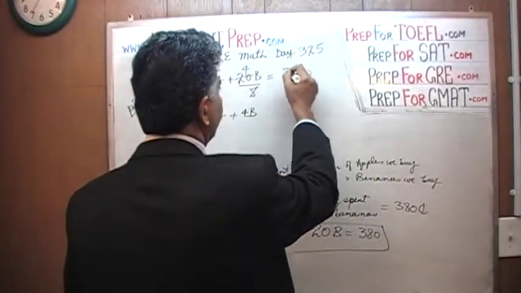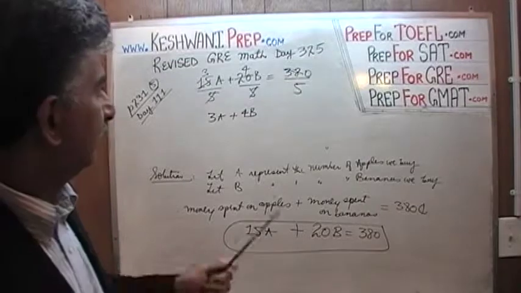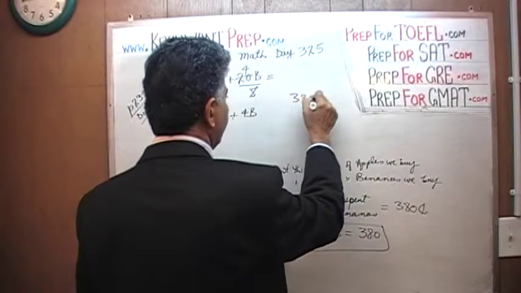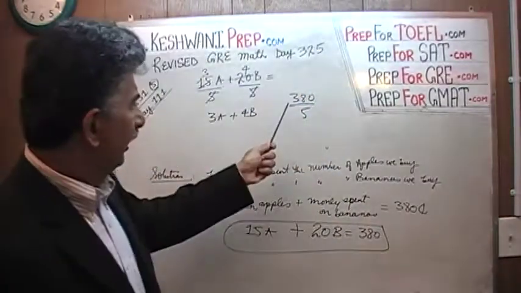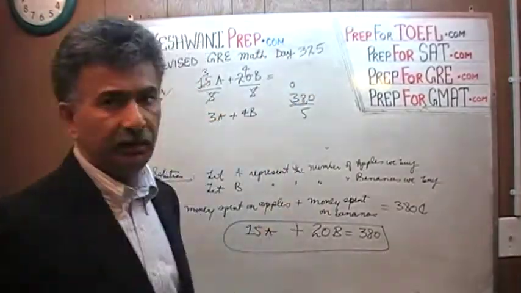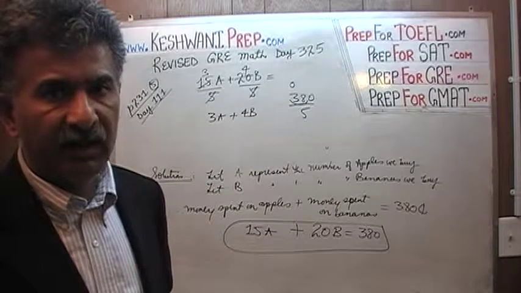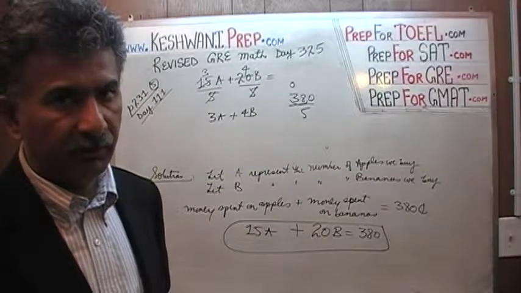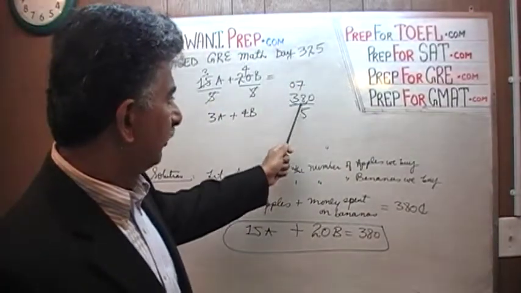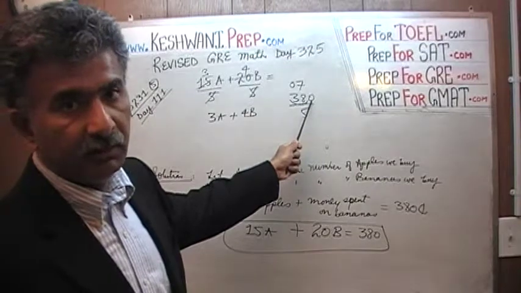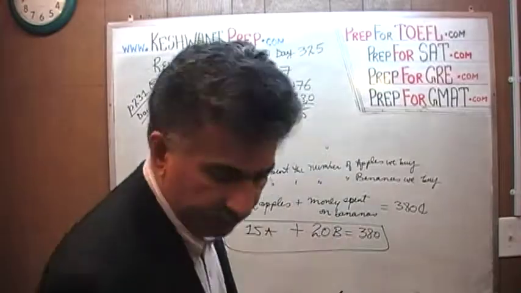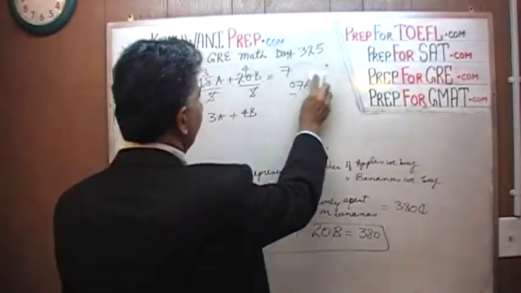380 divided by 5. How many 5s in 3? 3 has no 5s. That 3 goes and joins the 8. It becomes 38. How many 5s in 38? Well, 7 5s are 35. The remaining 3 is going to go and join this 0, and it becomes 30. 30 divided by 5 is 6. So it is 76. 380 divided by 5 is 76.